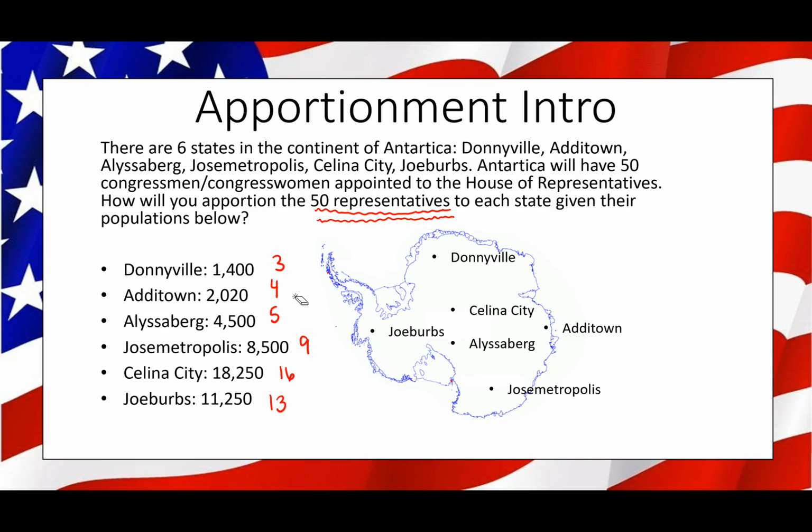But these numbers are fairly arbitrary, and also someone might complain. Someone might say, hey, Joe Burbs has 7,000 less people than Salina City, but only 3 less representatives. That's not fair. They might say, hey, they only get 3 representatives, I deserve more. So we have to have some sort of a mathematical way to come up with splitting these 50 representatives fairly among these states.